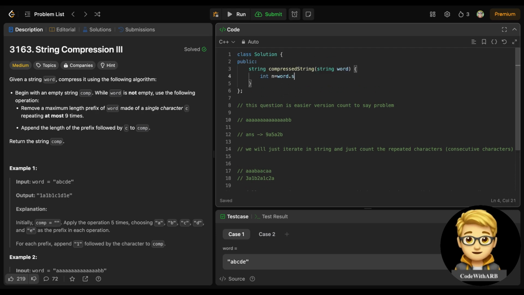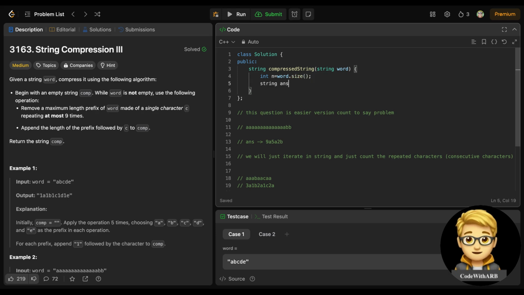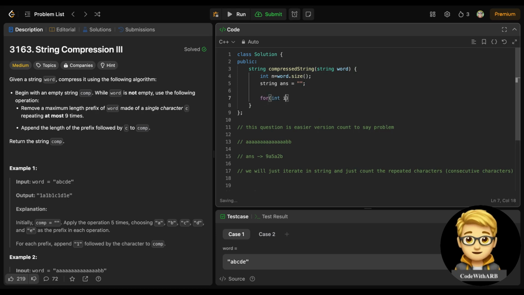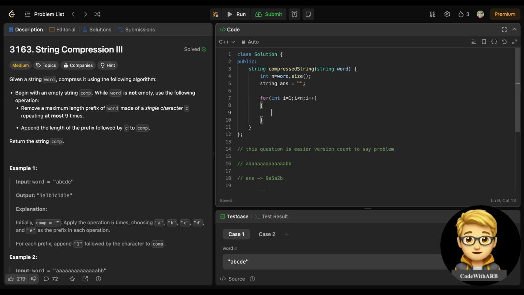So the first thing is to see the size of the word, then we will define an empty string which is the answer. Then we will iterate over this word size. Now we need to check the repeated characters. I'm sure about that, if any character is present, its count will always be at least one, right?